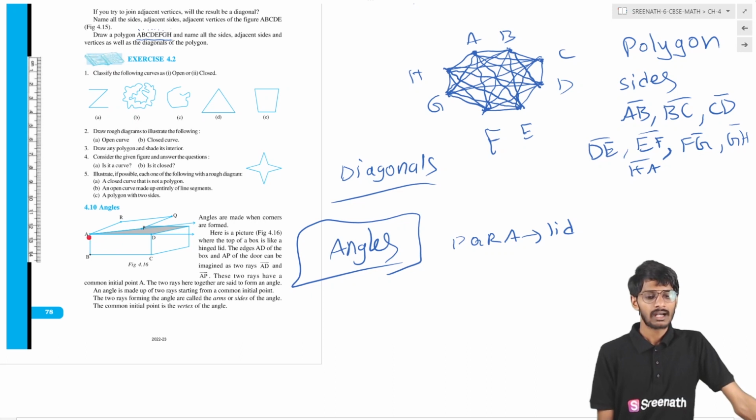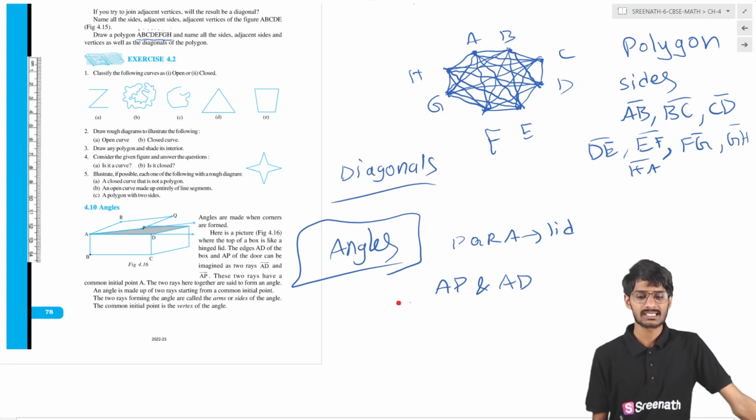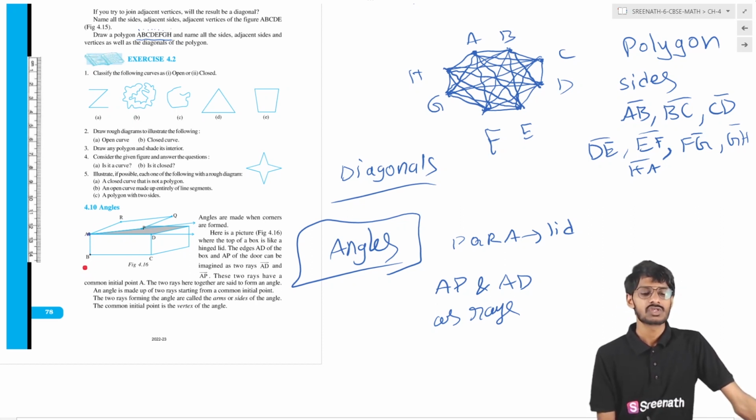So if you clearly observe, or if you extend AP and AD line segments as rays, what happened? These two rays, AP and AD, are coming from one point A. At that point, these two lines make some angle. So the adjacent AD of the box and AP of the door can be imagined as two rays. These two rays have a common initial point A. So the two rays here together are said to form an angle.